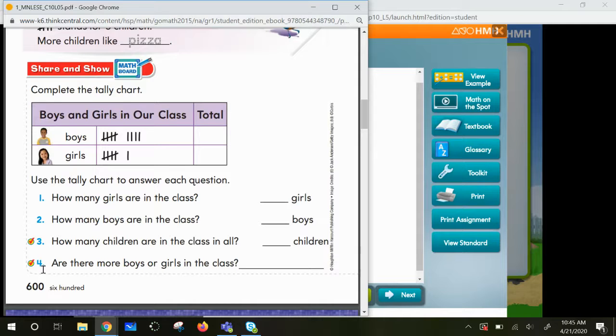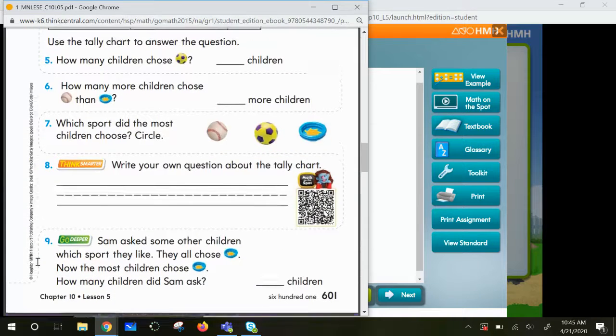Number 1, how many girls are in the class? Number 2, how many boys are in the class? Number 3, how many children are in the class in all? Remember, it says in all. And last, are there more boys or girls in the class? Using your tally chart, answer the question, and then move on.